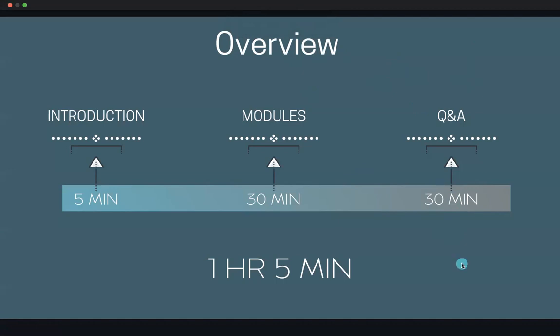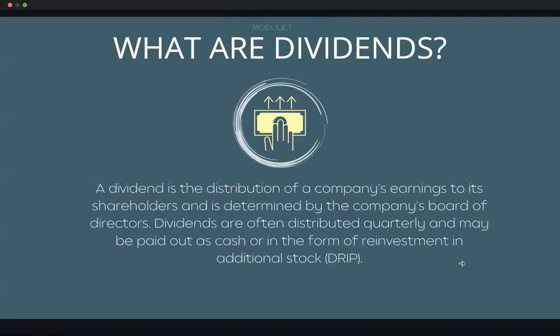Yes. Perfect. All right, so what are dividends? Dividends are the distribution of a company's earnings to its shareholders and is determined by the company's board of directors. Dividends are often distributed quarterly and may be paid out as cash or in the form of reinvestment in additional stock, which is like the dividend reinvestment program, which I'll touch up a little later on. Pretty straightforward.